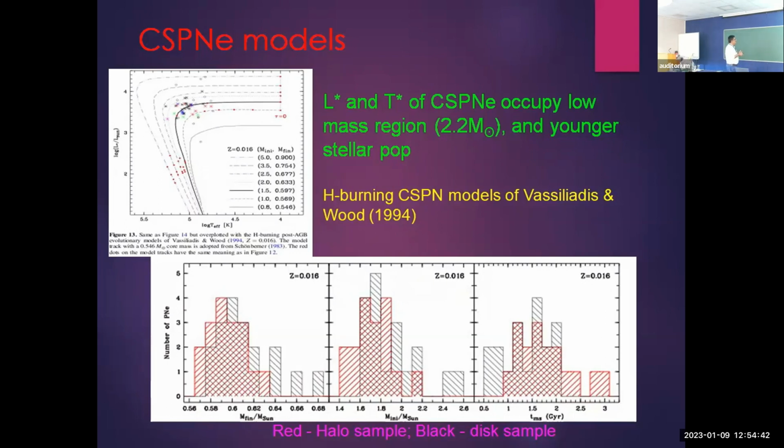When they put it on the stellar evolutionary tracks, they found that hydrogen burning CSPN models fit well, and they derived the initial mass. This shows the distribution of the final mass as well as initial mass for the different regions, the galactic spur, solar, the halo, and the disk, and you can see that the mass is smaller at the disk and halo. So this is something which is unexpected.